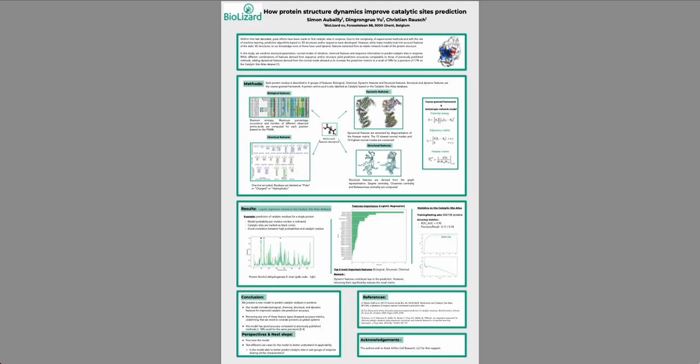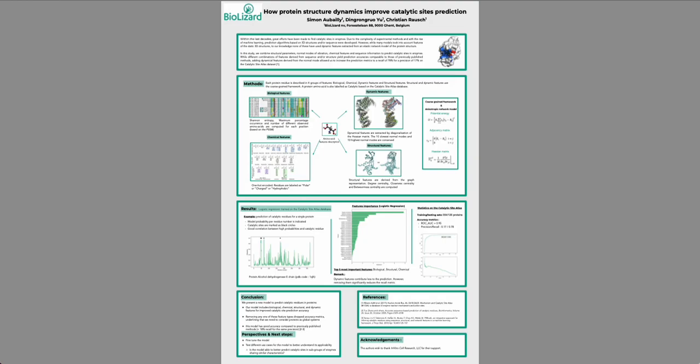Within the last decade, great efforts have been made to find catalytic sites in enzymes. However, due to the complexity of experimental methods and with the rise of machine learning, prediction algorithms based on 3D structure were developed. But while many models took into account features on the static 3D structures, to our knowledge, none of these have used dynamic features extracted from an elastic network model of the protein structure. So the idea of this study is to combine structural parameters, normal modes of vibration, chemical features, and sequence information to predict catalytic sites in enzymes.